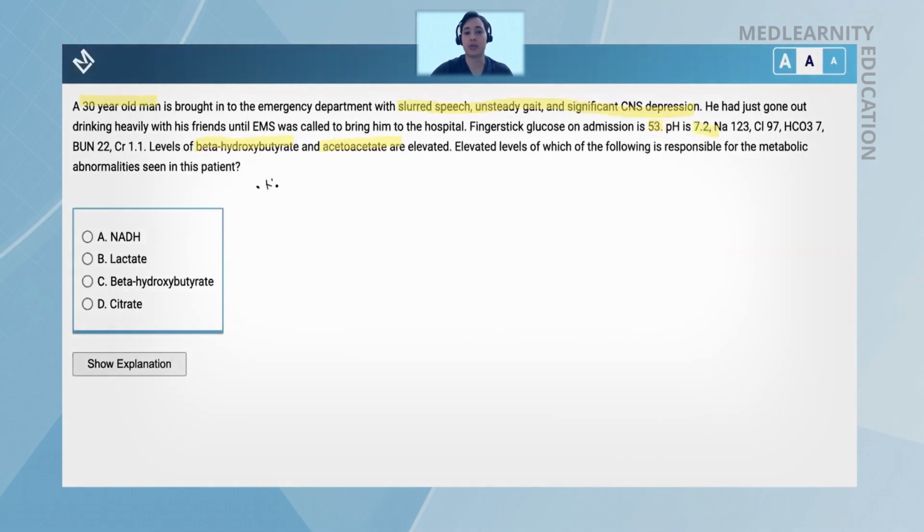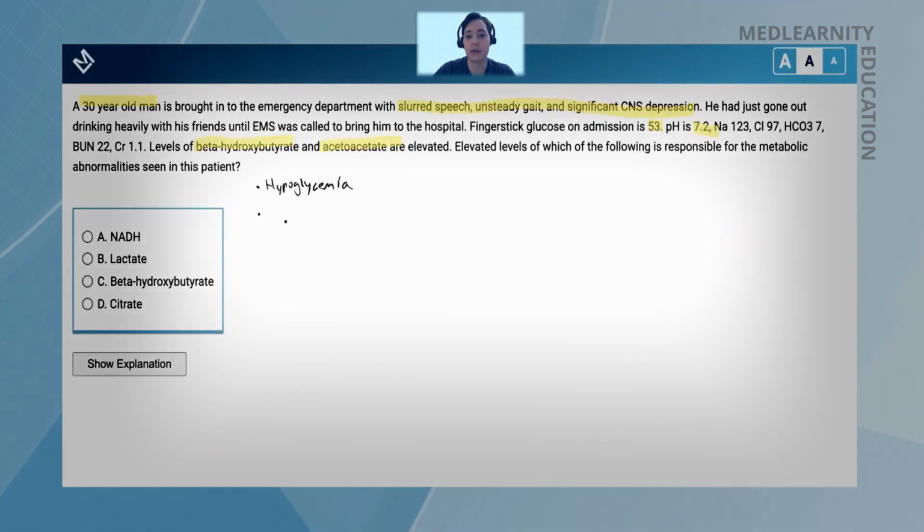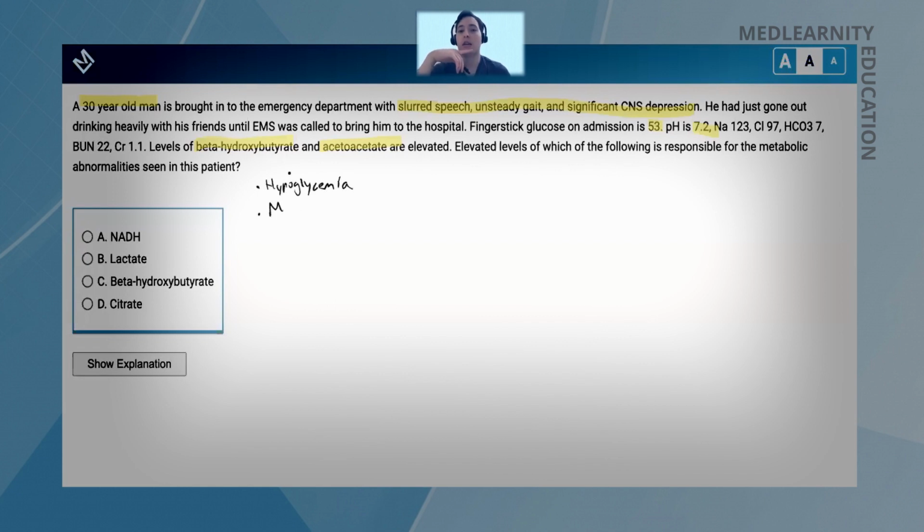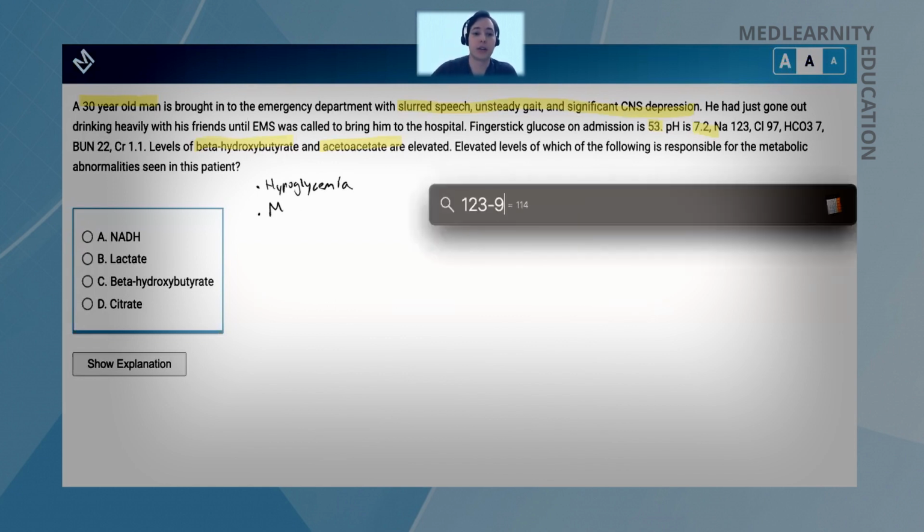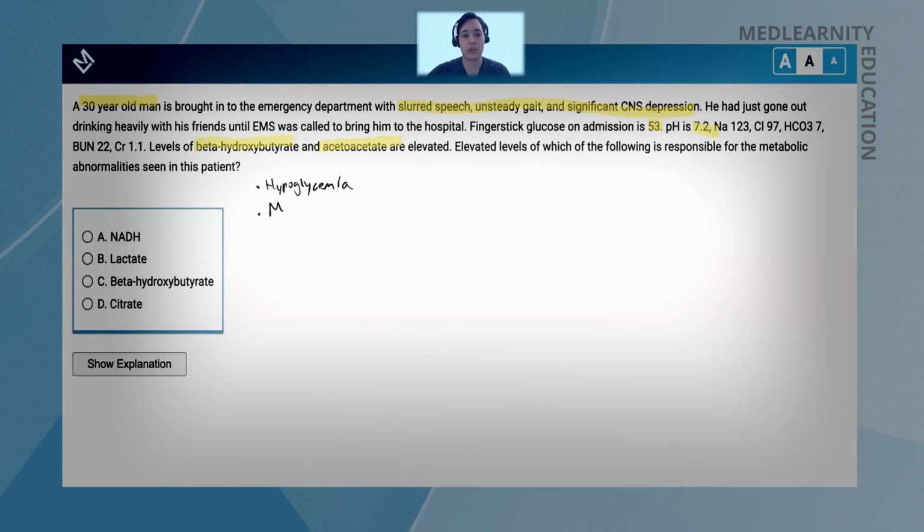So there's hypoglycemia. The finger stick on admission is 53. There is a low pH, so acidosis. And anytime you're given the BMP in the context of an acidosis question, you should actually calculate the anion gap, because you want to know if it's an anion gap or a non-anion gap metabolic acidosis. And actually, if you calculate the one here, you will find that if you do 123 minus 97 minus 7, so 19 is our anion gap.